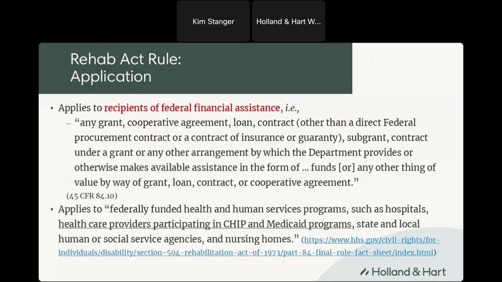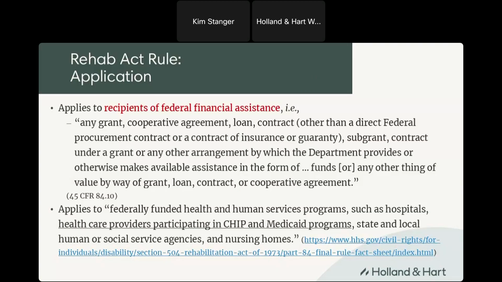All right, when it comes to the Rehab Act rule application, it applies to recipients of federal financial assistance, which is construed very broadly. It applies to anybody who receives a grant, cooperative loan, or cooperative agreement loan contract, other than a direct federal procurement contract or a contract of insurance or guarantee, subgrant, contract under any grant or any other arrangement.